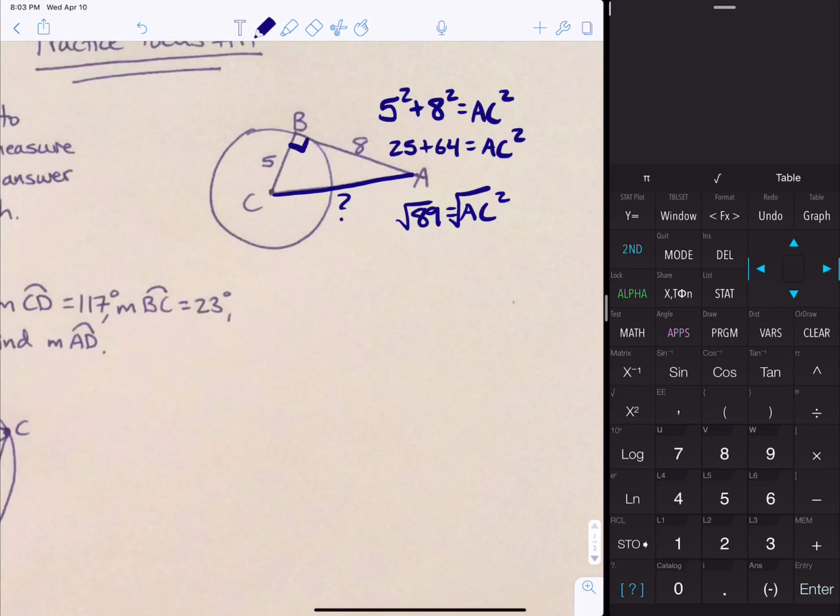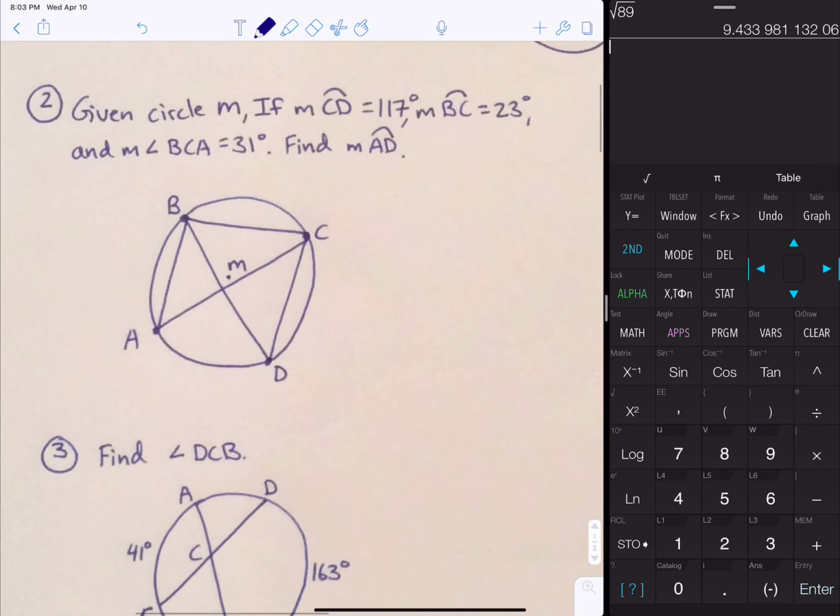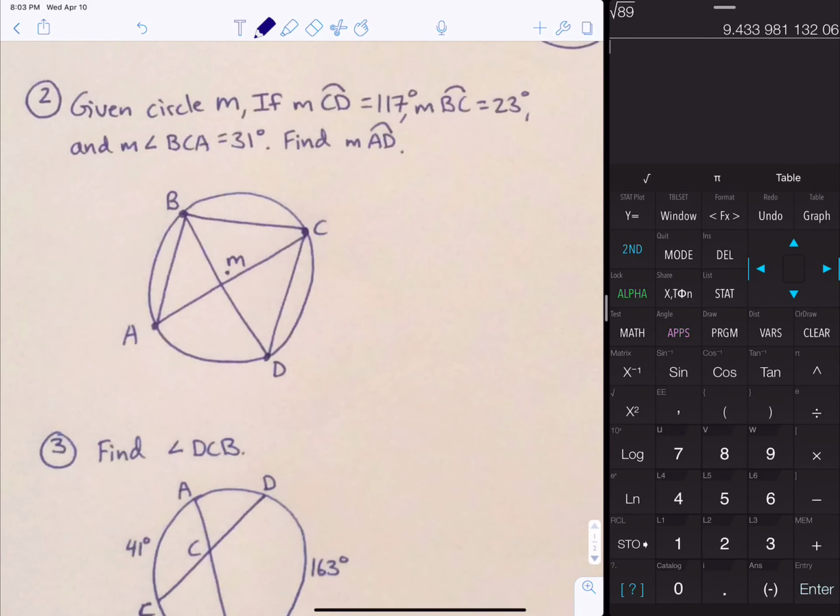Since they said round to the nearest tenth, we will take the square root of 89. And we get 9.4 approximately for the length of AC. All right, so that's it for number 1. Number 2 says, given circle M, if arc CD is 117, so let's fill that in. Arc CD is 117 degrees.